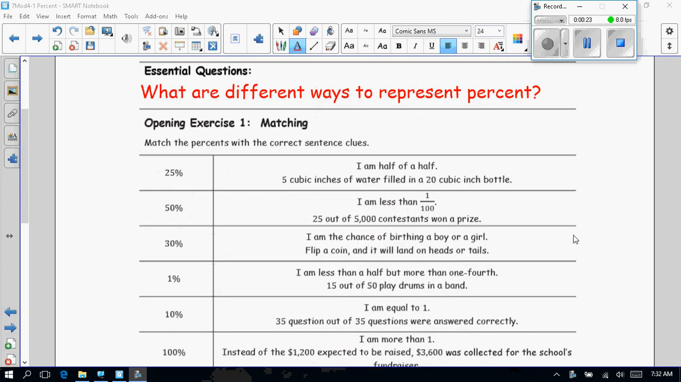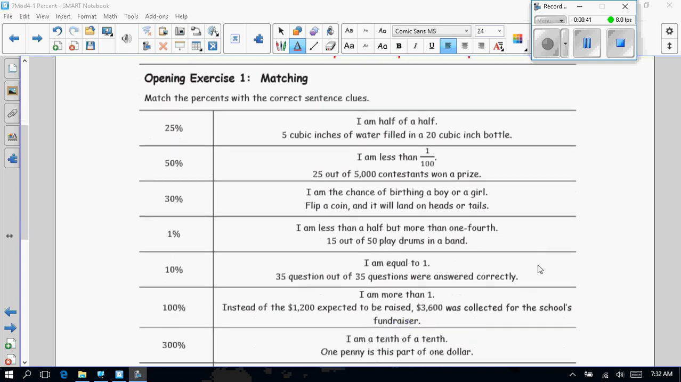Here we go. I want you guys to take a look at this first thing. We're going to match. Kind of go back to when you were in elementary school where you just drew lines to the things that matched each other up. I want you to match the percent on the left-hand side with the written descriptions on the right-hand side. Everyone gets used exactly once.